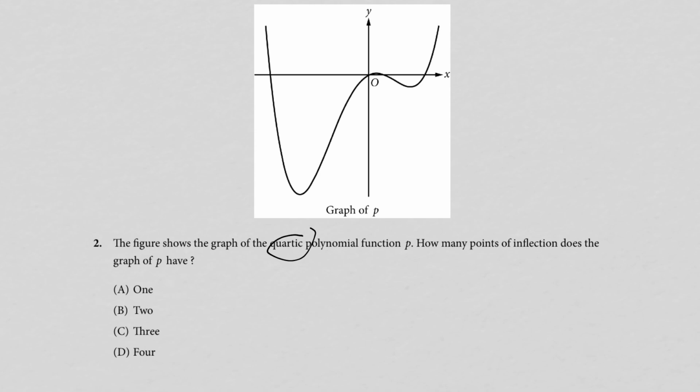Question 2, the figure shows the graph of a quartic, that means 4th degree. How many points of inflection? So points of inflection is when it switches from a smiling looking graph to a frowning looking graph, or from a frowning looking graph back to a smile. We can see here is a spot where it switches from smile to frown, and now it's frowning, frowning, frowning. Over here it switches again, so there are 2 inflection points. So that was a question about knowing what inflection point means.